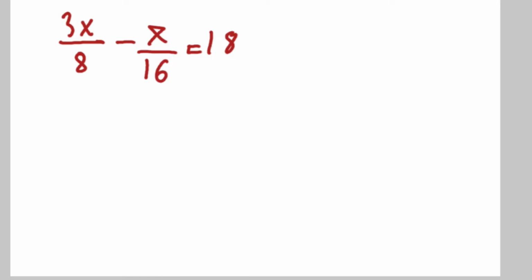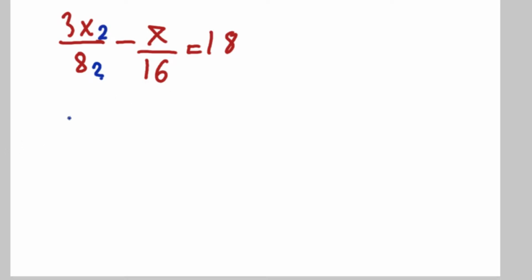So the first method we did was multiplying by a common denominator, and now we're going to find common denominators and change the fractions so we can combine them. So obviously you probably already see it. That common denominator is 16. So 8 times 2 is 16. What we do to the bottom, we have to do to the top.